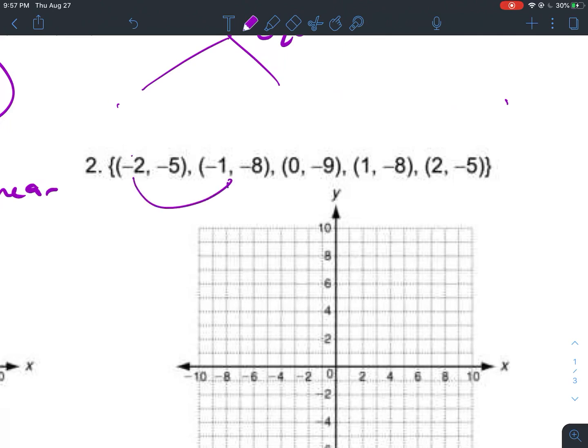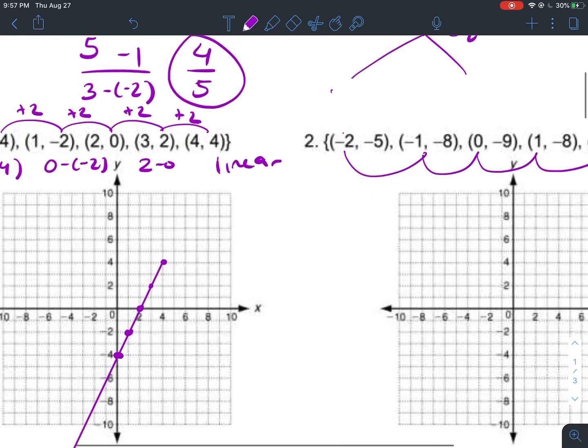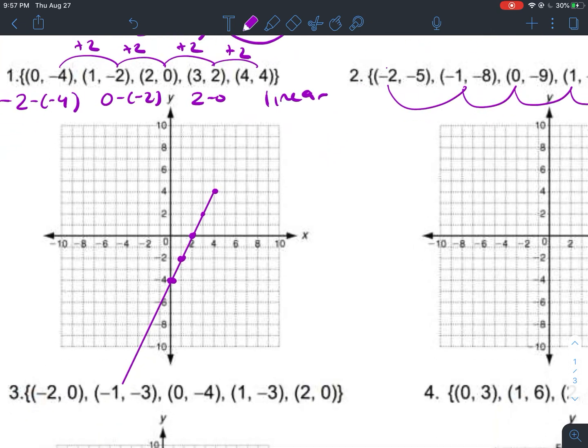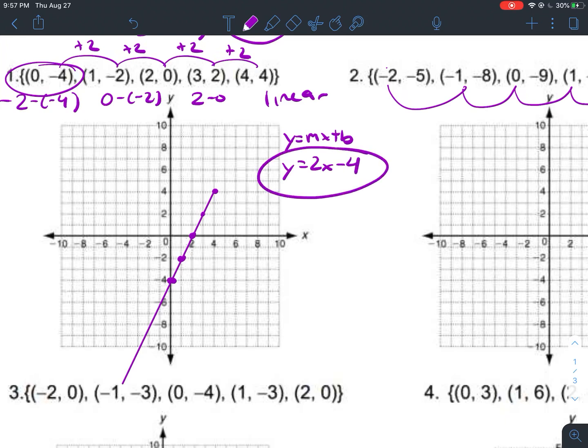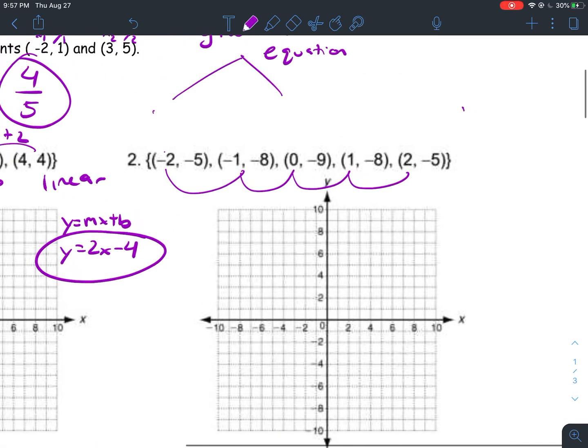So looking at number 2, we can see that our x values, again, are going up by 1 each time, so we're all good. Oh, actually, I have to go back. We never made up our equation. My bad. So this one's linear, so we need our y equals mx plus b. And we've got that our slope is 2. And they did give us our y-intercept, which is -4. So that's that.